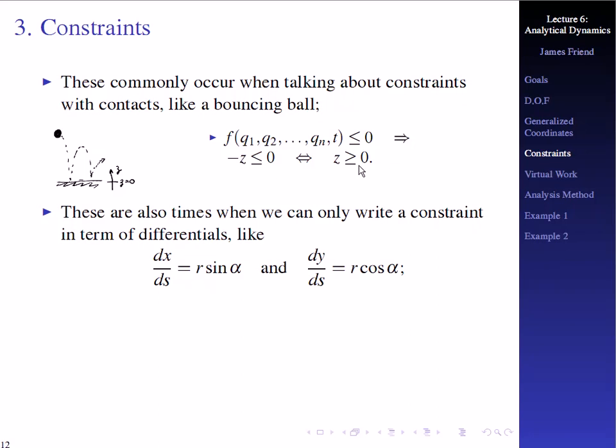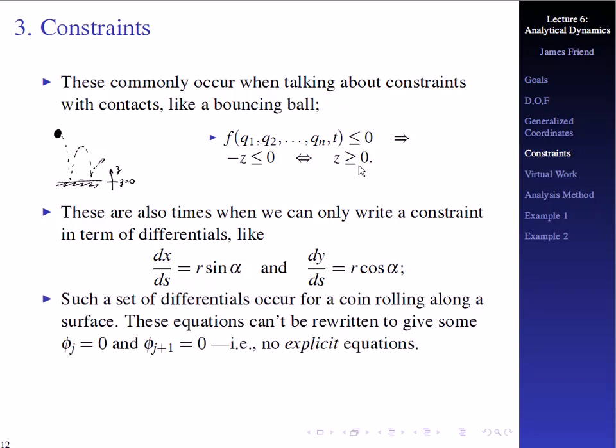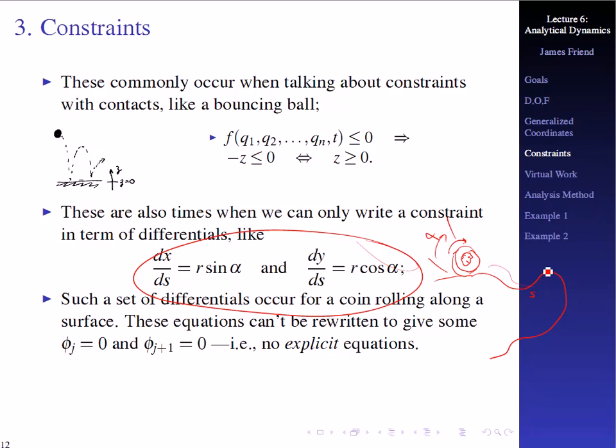Right? And there's also times when we can only write a constraint in terms of differentials. Say dx/ds is equal to r sine alpha and dy/ds is equal to r cosine alpha. These appear when you have a coin rolling that might be on its way to falling over. So this path that it's following is along s, and the angle that it's at with respect to the horizontal, maybe that's alpha, and as it's doing its thing, that will tell you what's happening with the coin.